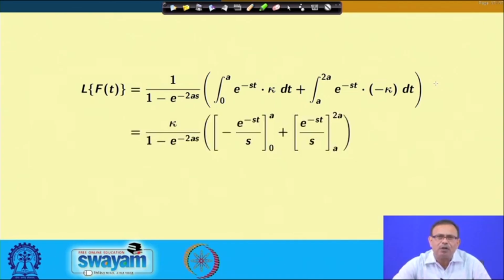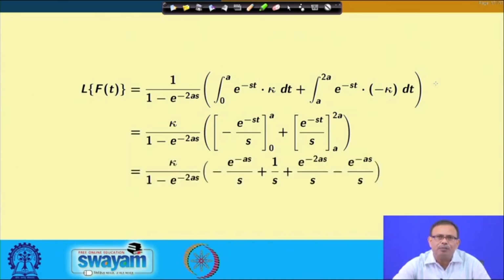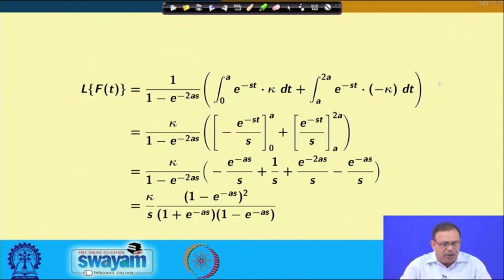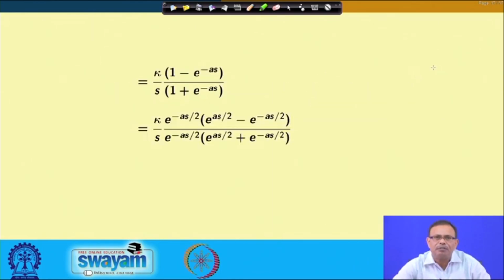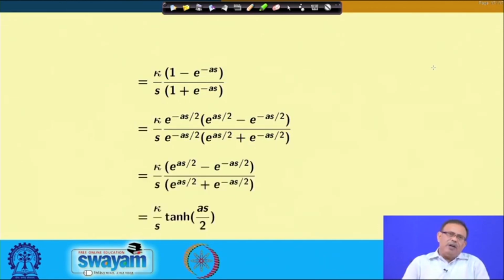Now, again the rest of the process is the evaluation of the integrals only, and finally, you will obtain this particular result over here. And if you further evaluate this, from here I can just simplify. These are the simplification processes, and ultimately in a very compact form I can write down for this particular function the Laplace transform is k by s into tan hyperbolic a s by 2.